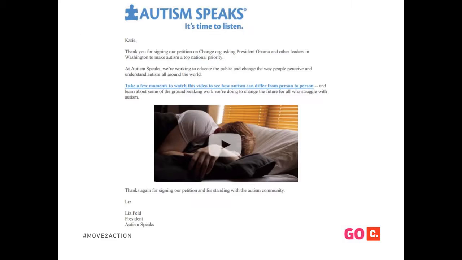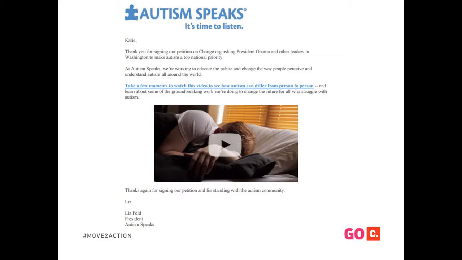So let's dive into the example here. It's from an organization called Autism Speaks. So the way that this worked was people signed a campaign on Change. They opted in to hear more from Autism Speaks. And then Autism Speaks started sending out emails to onboard these new supporters. And this is the first email.